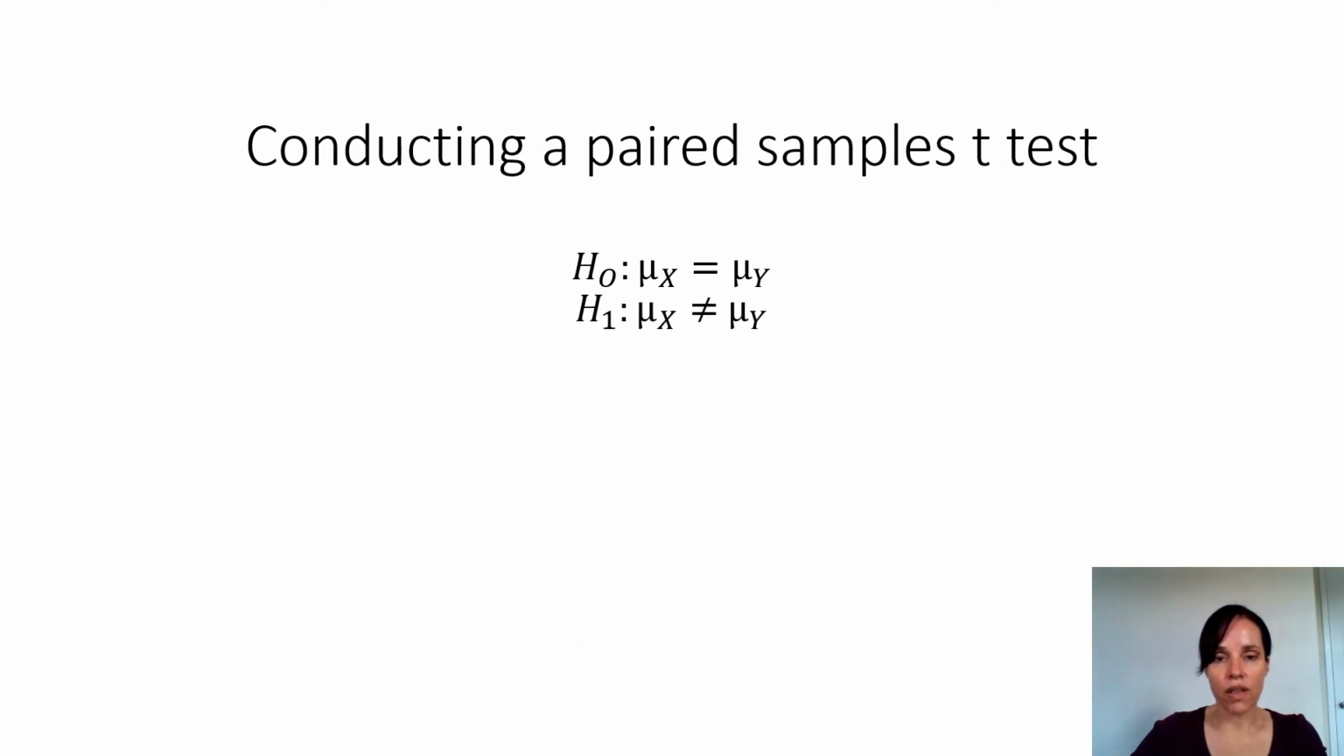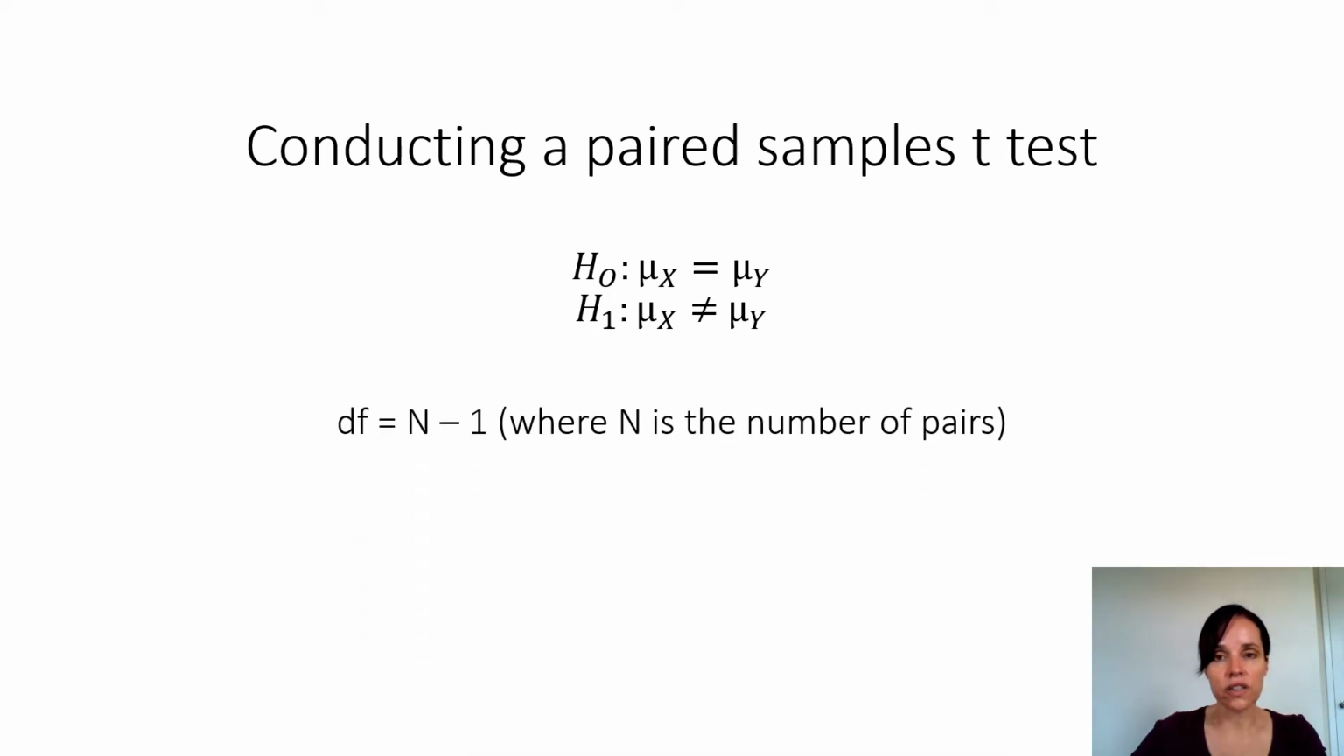The alternative hypothesis will always be that mu sub x is not equal to mu sub y. So in other words, the null hypothesis is that the two groups have the same mean, and the alternative hypothesis is that the two means are different. So in other words, here for a paired samples t-test, we will always have a not equal to sign in the alternative hypothesis. We will always be doing a two-tailed test. Here, we don't care about the direction of the difference, we just want to know if there is a difference.